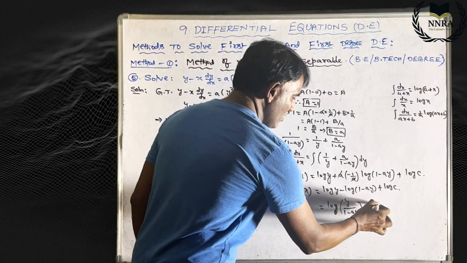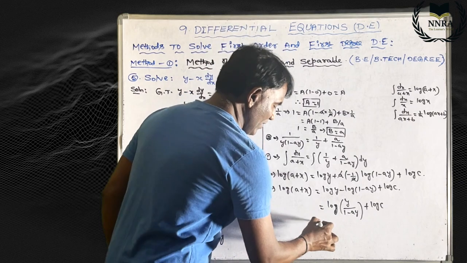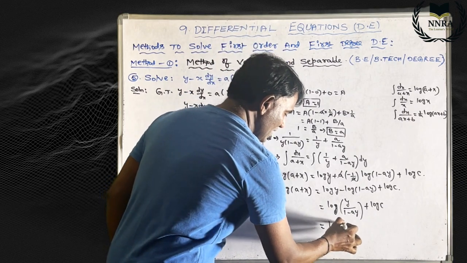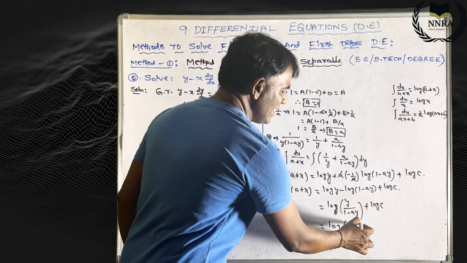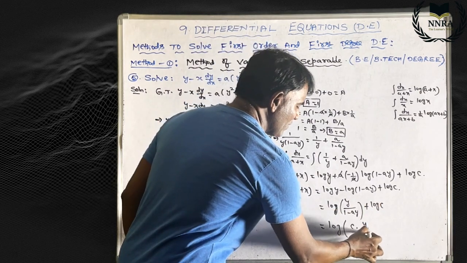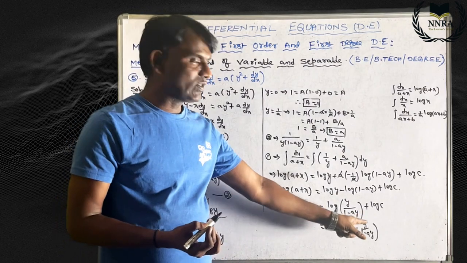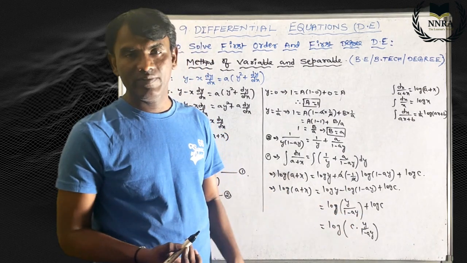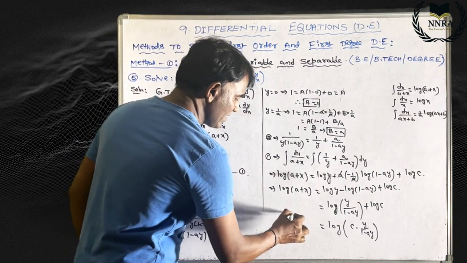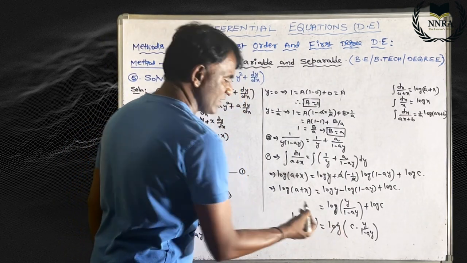Then plus log c. Again log a plus log b, that is log of ab. So log of a means what is that? C, or y by 1 minus ay also, no problem. Why? Because that is only product, na? If you write c into y by 1 minus ay or y by 1 minus ay into c, value cannot be changed. And here it is log of a plus x.